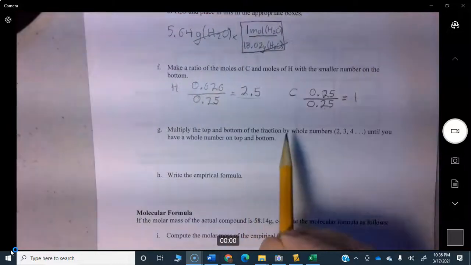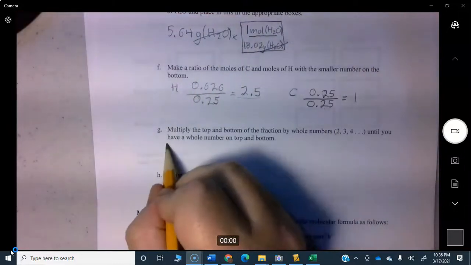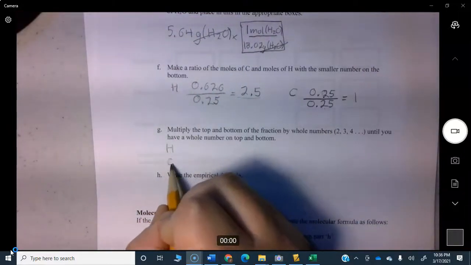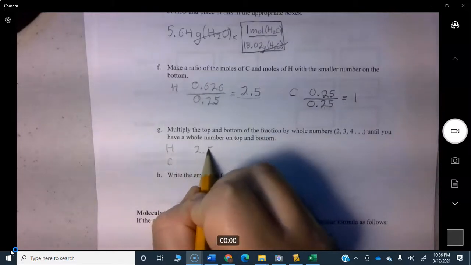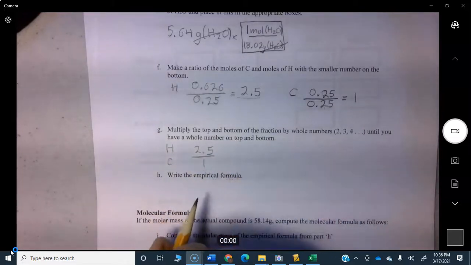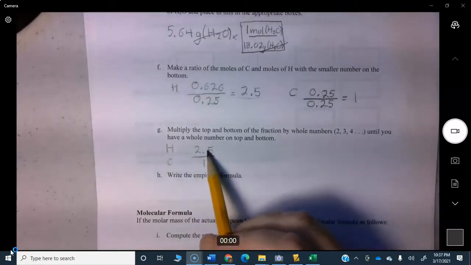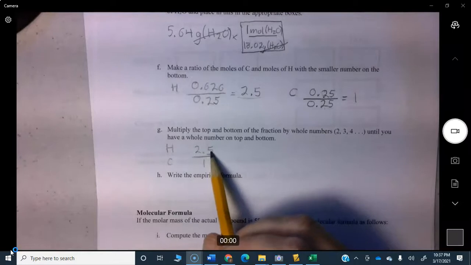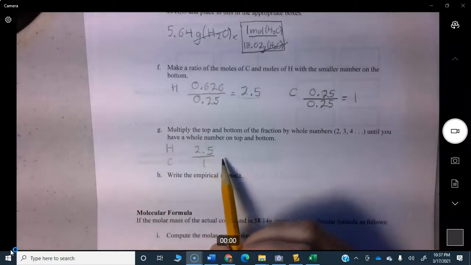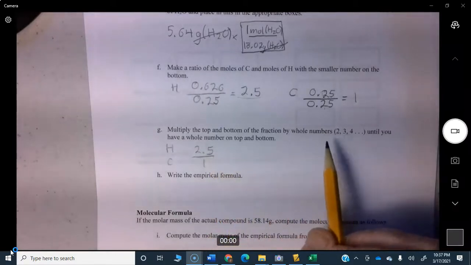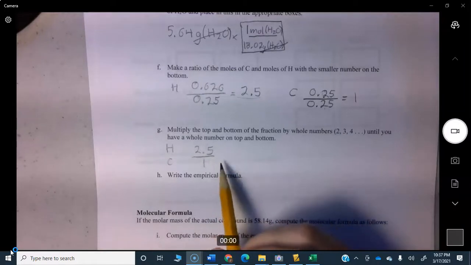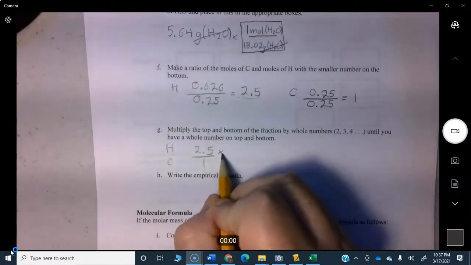So it says multiply top and bottom of the fraction. So we're going to write a fraction here. Hydrogen, carbon, 2.5 over 1. And we're going to multiply by whole numbers. We need to have these be whole numbers or integers. This one is, but this one isn't. So you multiply by 2 and then 3 and then 4 until you get both of these to be a whole number. So let's start with 2.